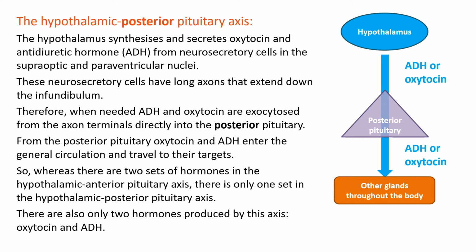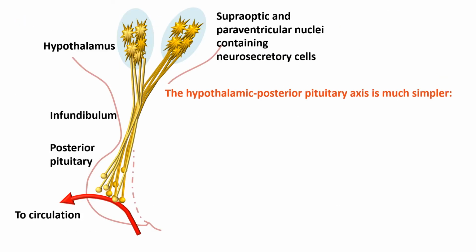And as we said, there are also only two hormones produced by this axis, oxytocin and antidiuretic hormone. So let's have a look at that in our diagram. You can see at the top there, in this case, whereas we had the ventral nucleus, only one of them, in the hypothalamic anterior pituitary axis, in this case we have two nuclei. We have the supraoptic and we have the paraventricular nuclei. They still contain neurosecretory cells, but look at the axons. They go all the way down the infundibulum with the axon terminals in the posterior pituitary.